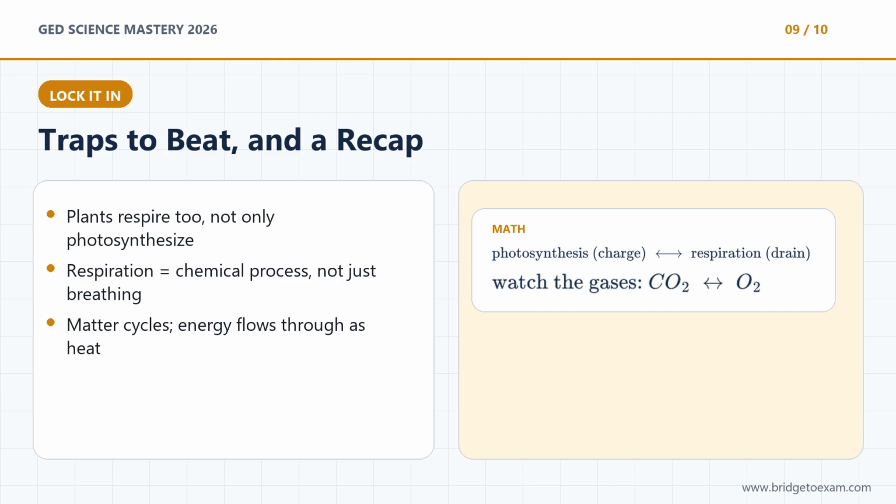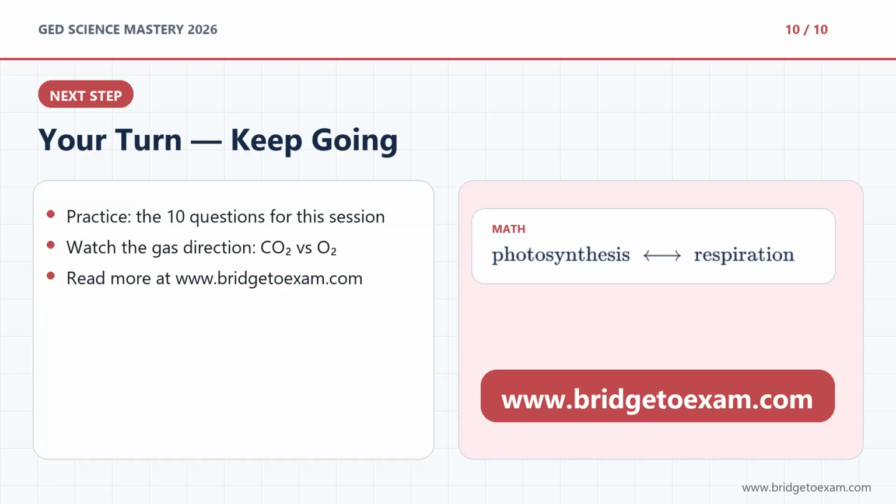The recap. Photosynthesis charges, respiration drains, and they are perfect opposites. Wonderful work today. You can now write both equations, tell the gases apart, and explain why energy flows while matter cycles. Your practice for this session is the 10 questions attached to this lesson. Answer them from memory and watch the gas direction, carbon dioxide versus oxygen, because that is the most common slip.